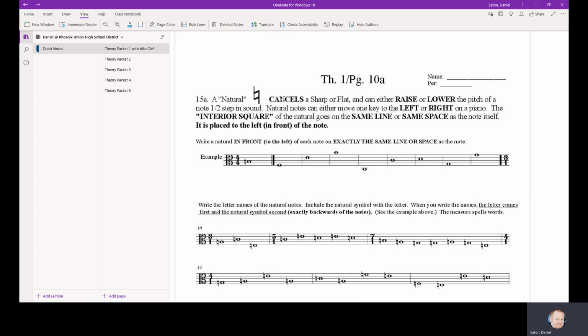Here's what a natural sign looks like. This cancels a sharp or flat and can either raise or lower the pitch of a note a half step in sound. Natural notes can either move one key to the left or right on a piano. The interior square of a natural goes on the same line or space as the note itself. It is placed to the left or in front of the note.